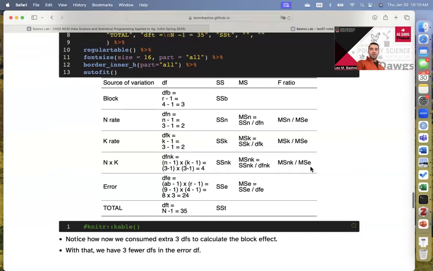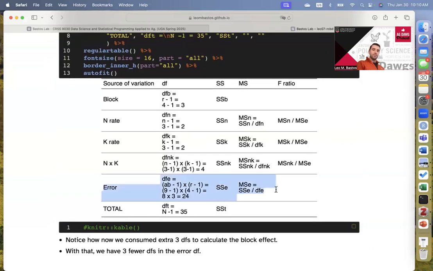One thing I want you to notice here is that this error, the mean square of the error term, this MSE here, is what we're using to test the significance of our interaction, and the significance of potassium rate and nitrogen rate as well.